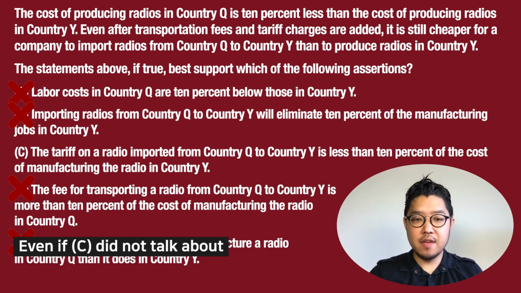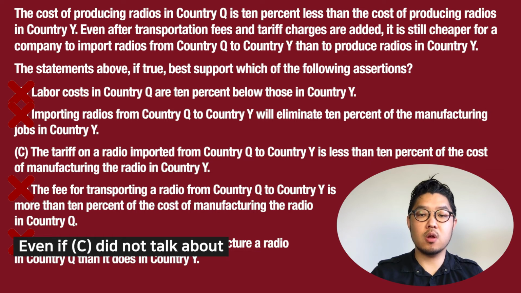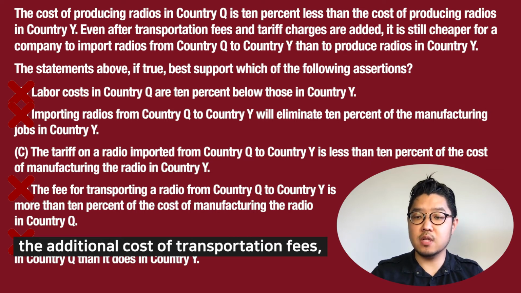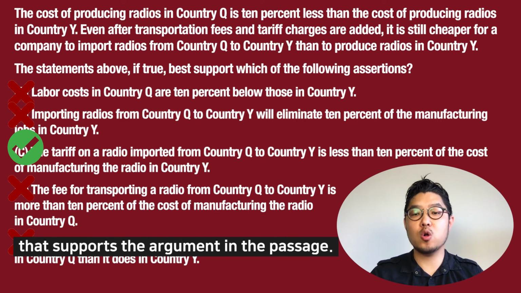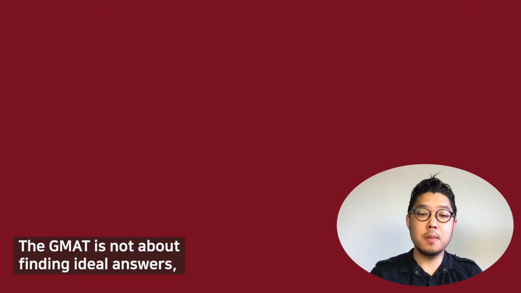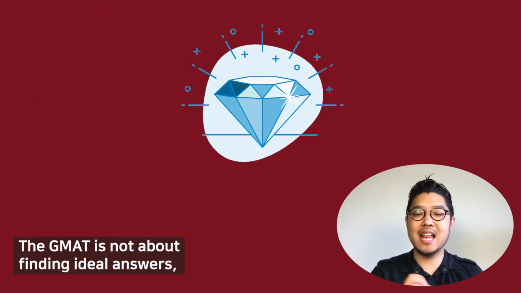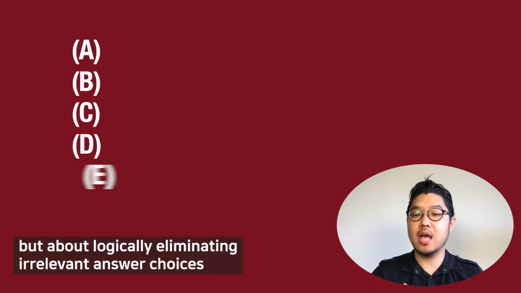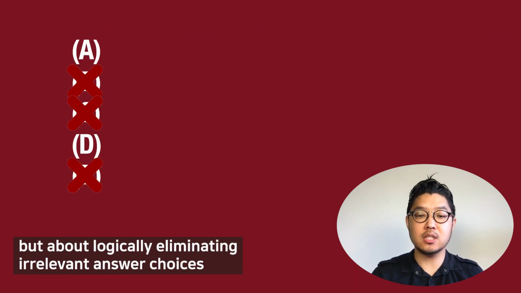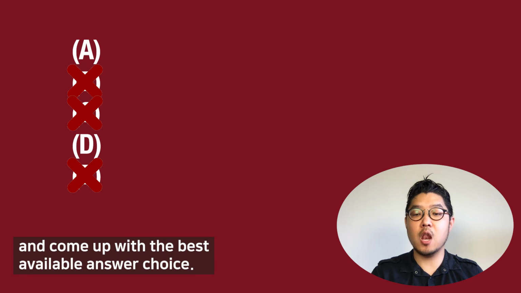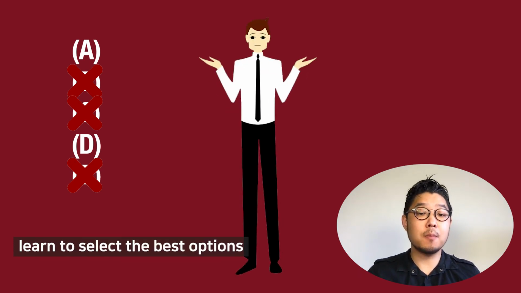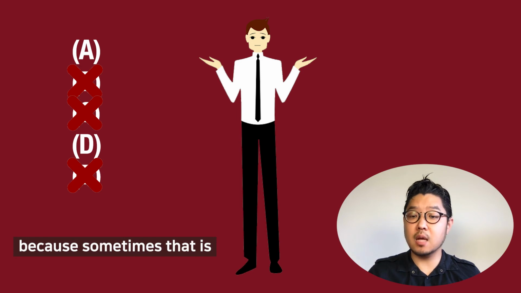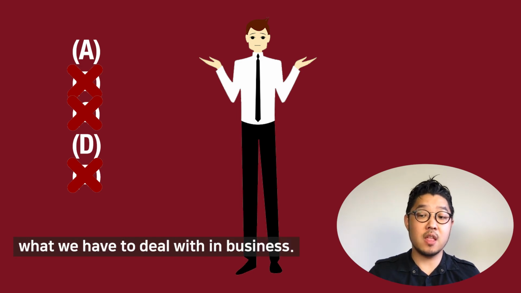Eliminate E. Even if C did not talk about the additional cost of transportation fees, C is the best available statement that supports the argument in the passage. The GMAT is not about finding ideal answers, but about logically eliminating irrelevant answer choices and coming up with the best available answer choice. You may not like the answer, but hey, learn to select the best options because sometimes that is what we have to deal with in business.